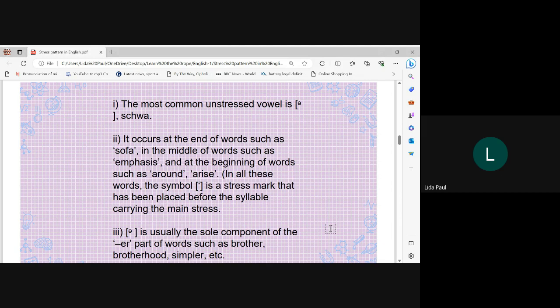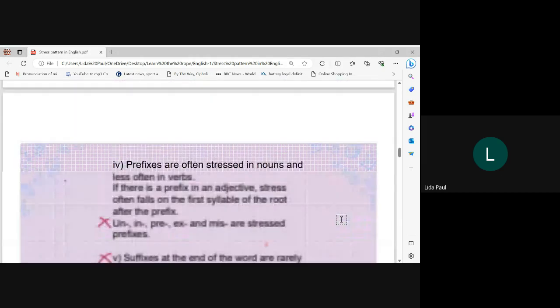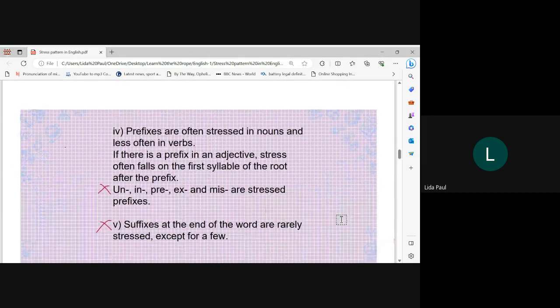Okay, then moving on, we have the next set of rules. This is about the prefix and the suffix, right? So keep in mind that when you find a word which has a prefix and is also a noun, it's most likely the case that the prefix may be stressed. This is exclusively with respect to words with prefixes and suffixes, right?